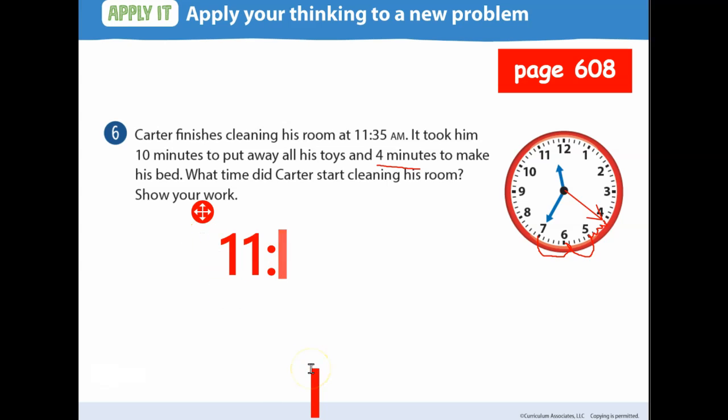Okay. But the minute hand, is it pointing directly at the 4 or 1 below it? 1 below it. Yes. Well, 4 is 20 because 4 times 5 is 20. Plus 1 more? 11:21, not 11:20, because the hour hand is not pointing directly to the 4. You see that right here?